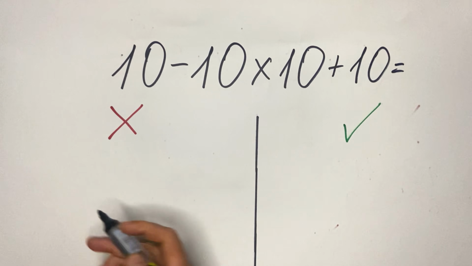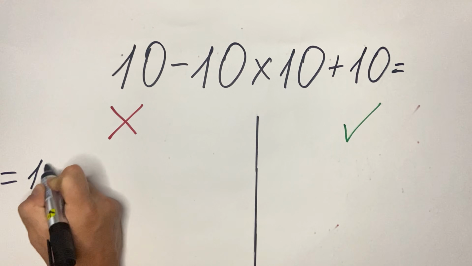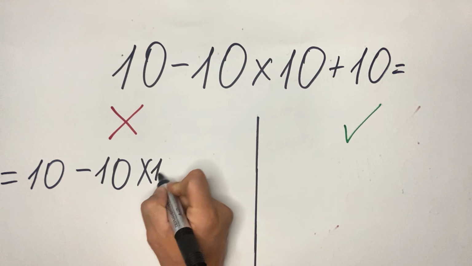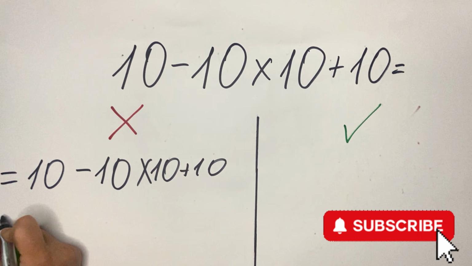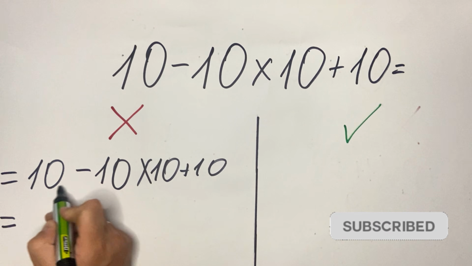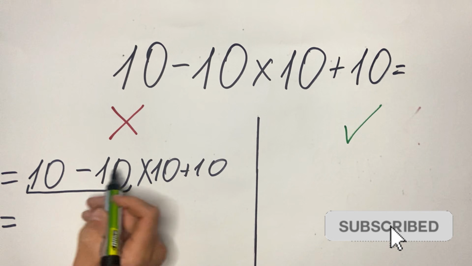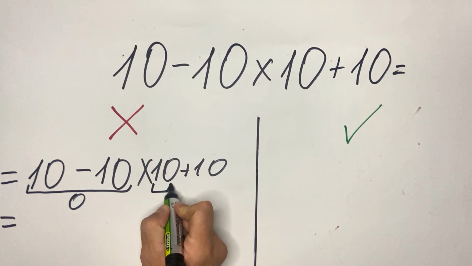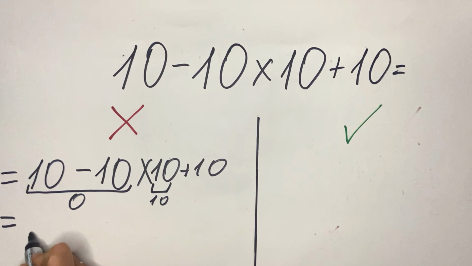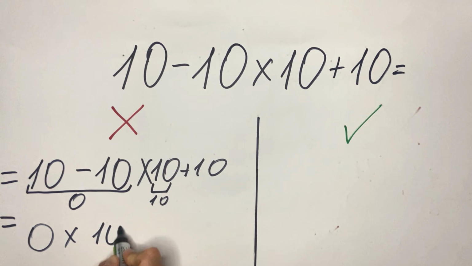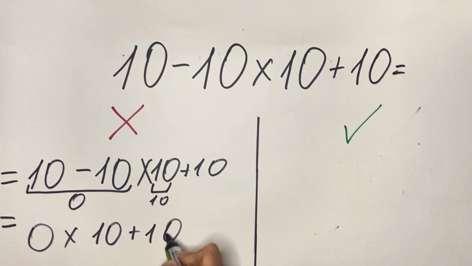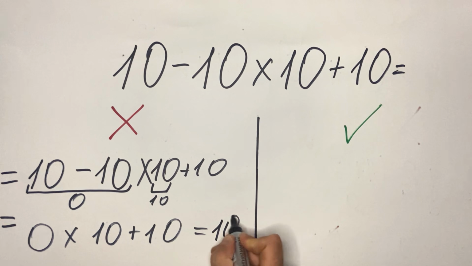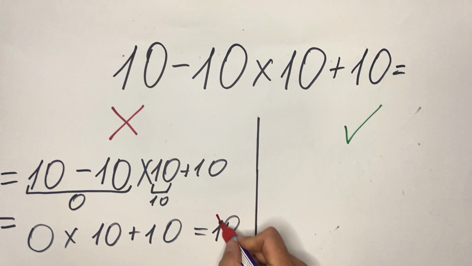So what are most people doing? In this equation, first they do the subtraction. Here, of course, 10 minus 10 is 0. Then they do the multiplication. So here we have 0 multiplied by 10 plus 10. So 0 multiplied by 10 is 0, plus 10. They get 10. And of course, this is wrong.